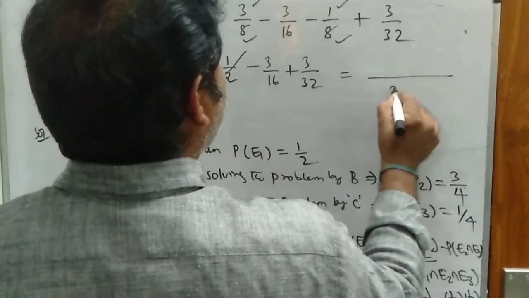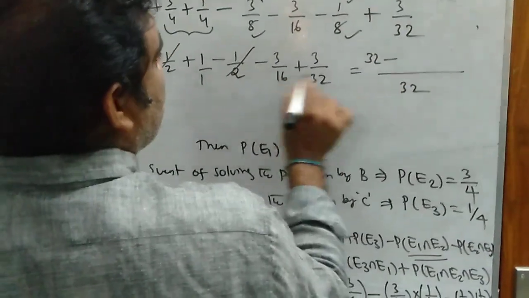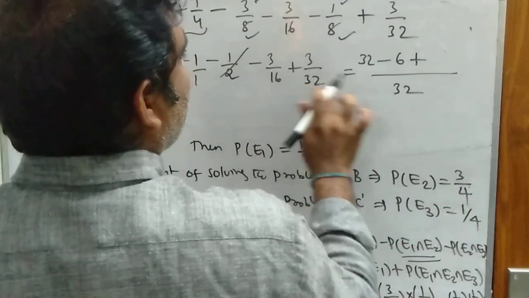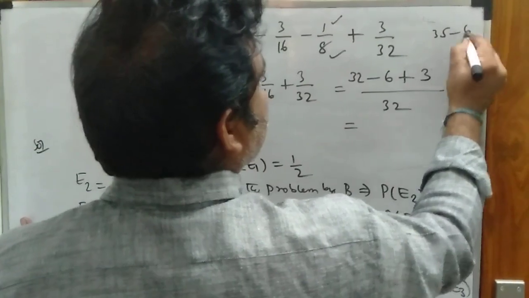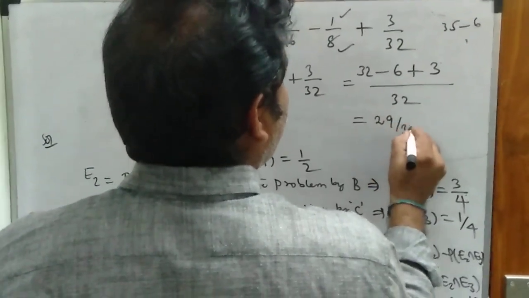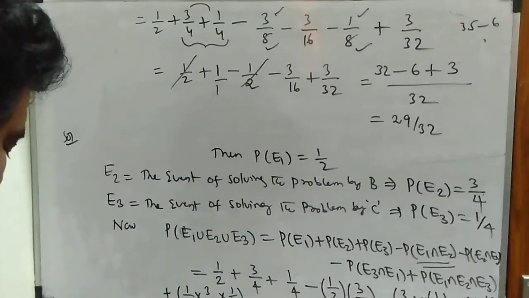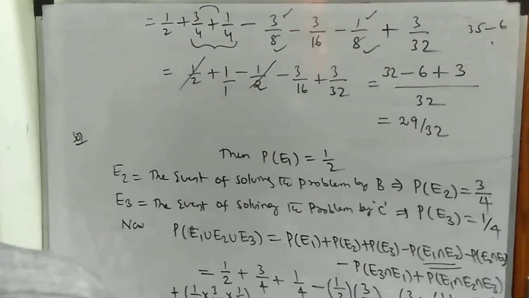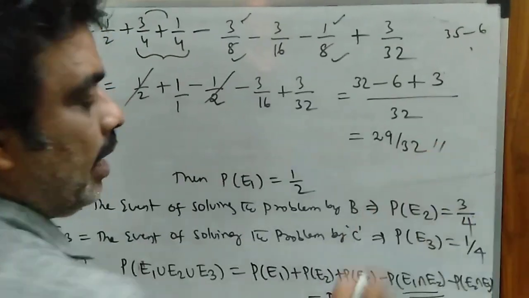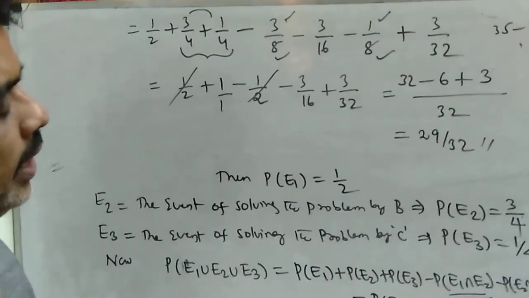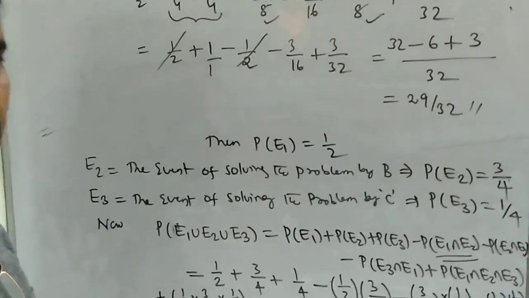So the LCM is 32. So here 1 by 32, 32 1s are 32, minus 16 2s are 32, 2 3s are 6, 32 1s, so 1 3. So this is 35 minus 6, that is 29 by 32. So we'll see the answer. The answer is 29 by 32, which is the required probability. So here the problem is solved by using the addition theorem on probability for 3 events.